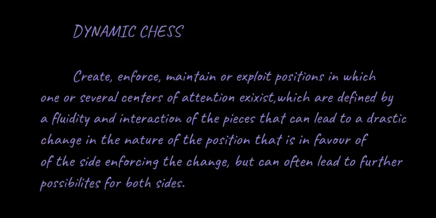So how do I define dynamic chess or playing dynamic chess? That is the definition you can see on screen. So basically that is to create, enforce, maintain or exploit positions in which one or several centers of attention exist, which are defined by a fluidity and interaction of the pieces that can lead to drastic changes in the nature of the position that is in favor of the side enforcing the change, but can often lead to further possibilities for both sides. So these changes in position and the advantages they lead to are known as the dynamic aspects of chess, such as initiative, space, time, coordination and activity, which are the ones I mentioned in the introduction.